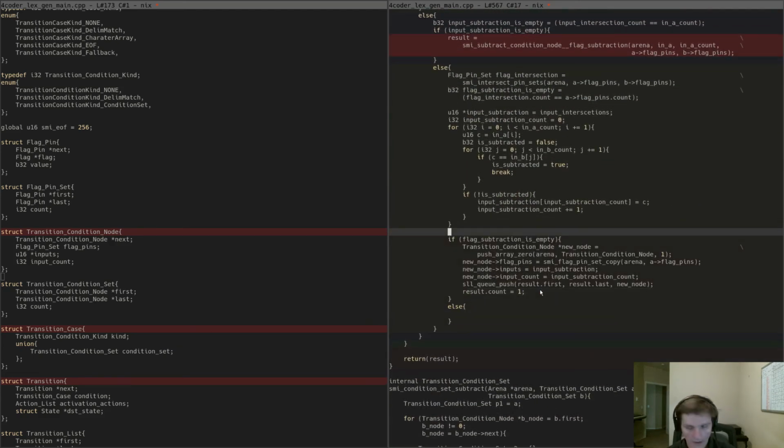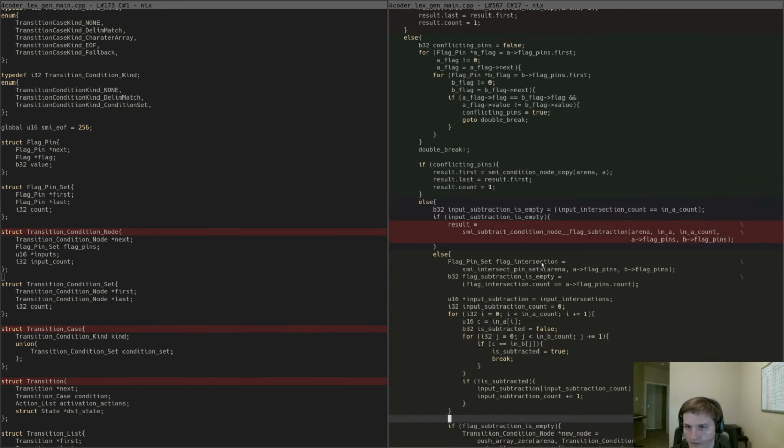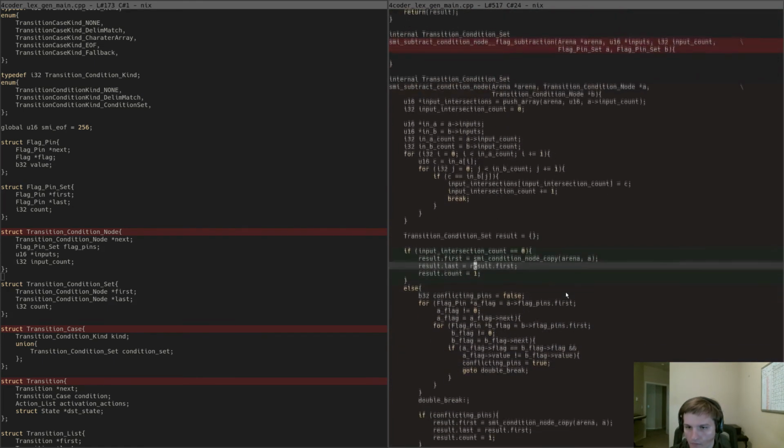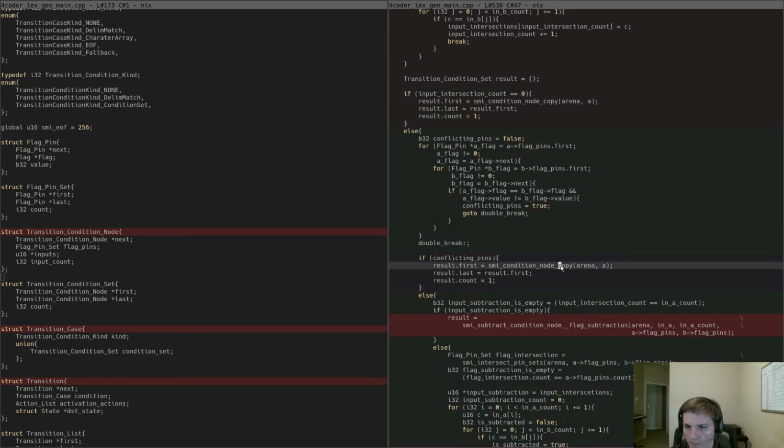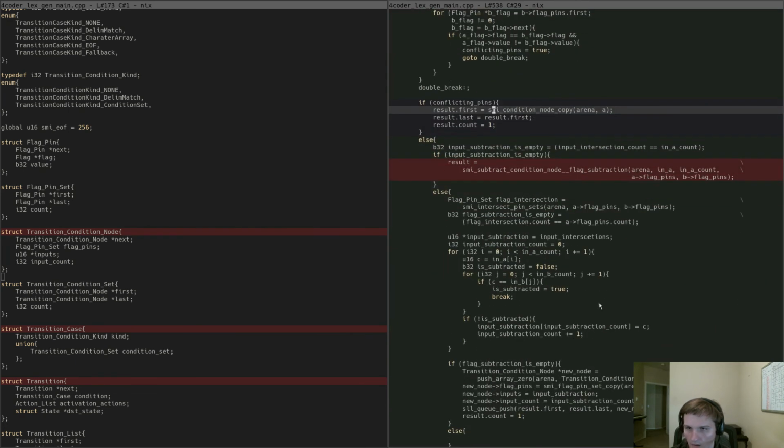Okay, so that right there is a good case. We have so far the following cases. The inputs are completely non-overlapping, in which case we copy the node. The pins are completely contradictory, in which case we copy the node.